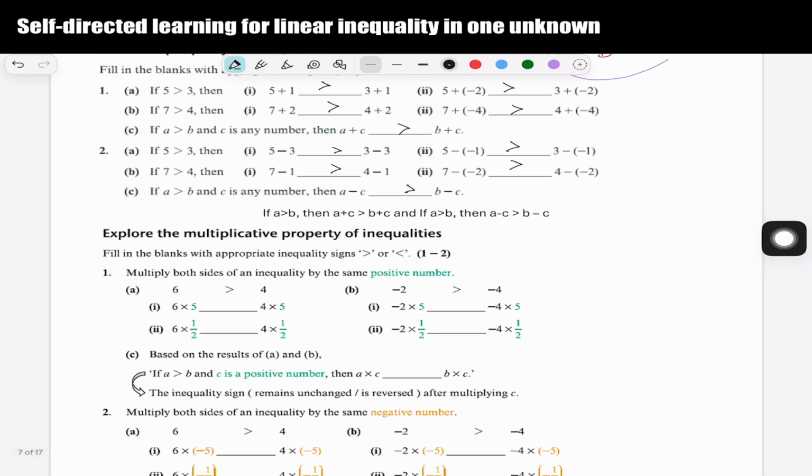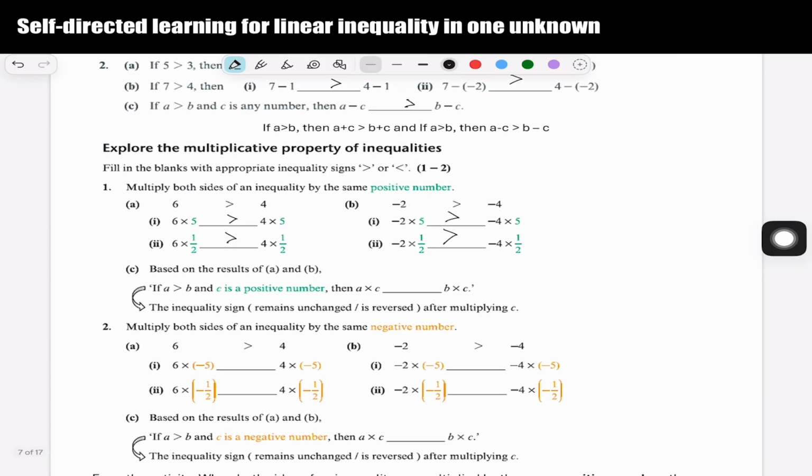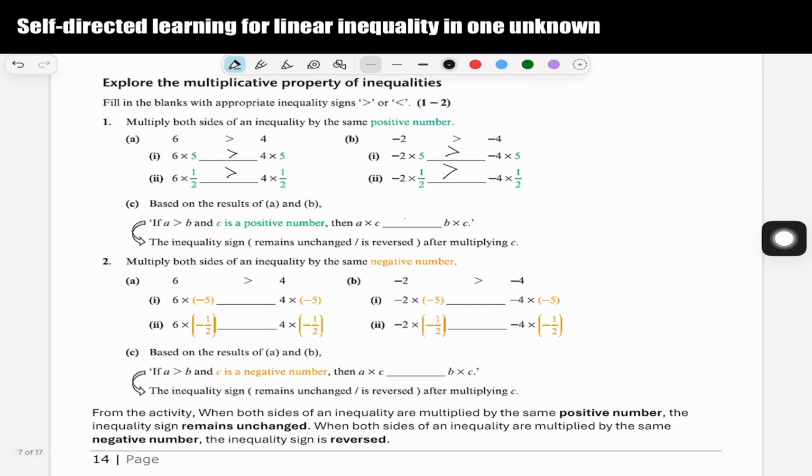So when you just do the addition, subtraction, it is like this. However, when it comes to multiplication, okay, this is still true. When you just divide it, multiply by a positive number, okay, it is not going to change. However, if you see a negative number, then you have to pay attention.